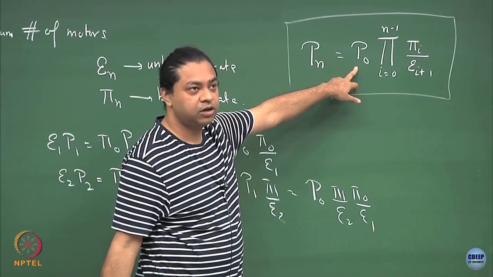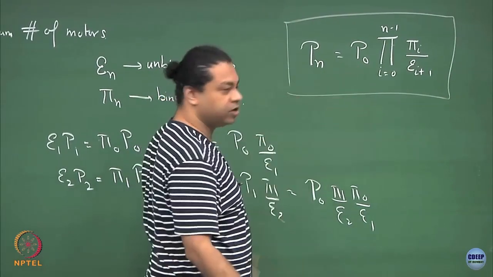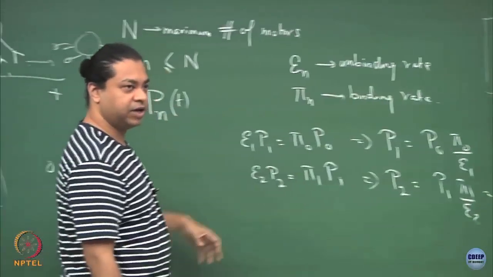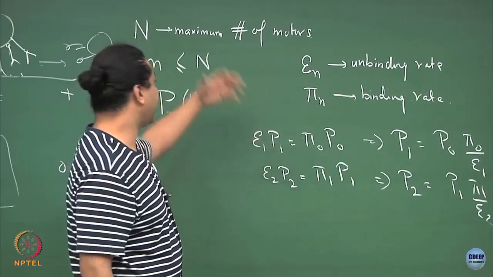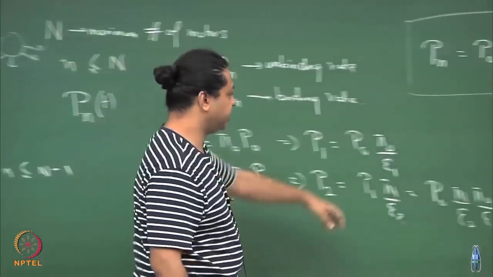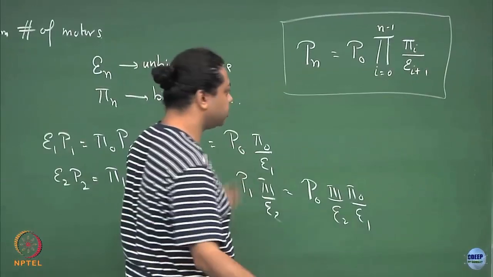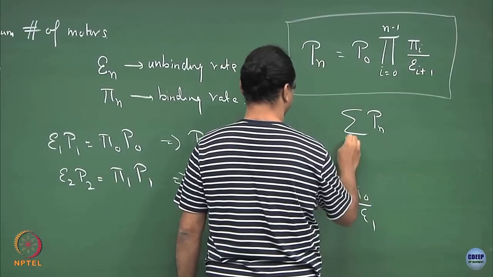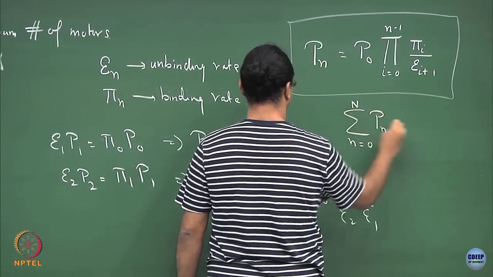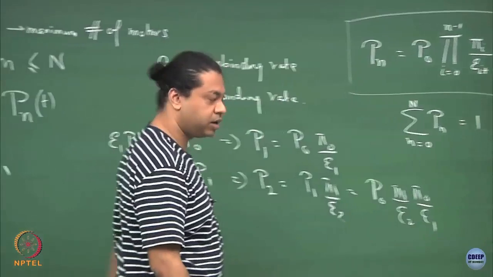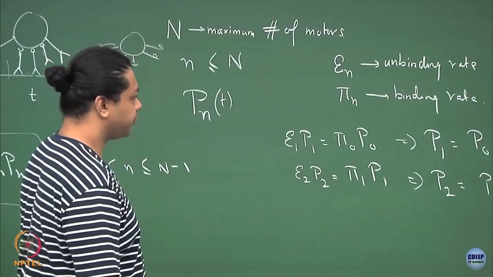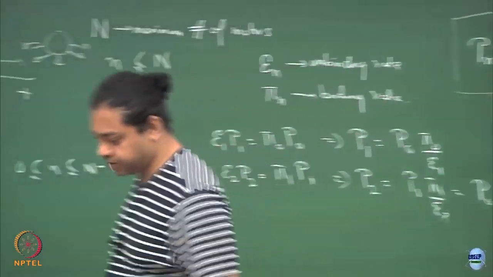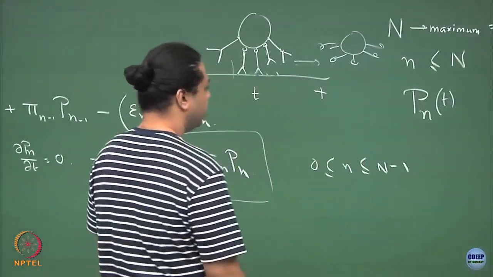Pi m, that is the rate, divided by pi m plus epsilon m. The other thing I can do from this state is to unbind one motor, which means I will land up in the m minus 1 state, and from that state it will take some time, T m minus 1. In that state I will go with a probability which is proportional to this unbinding rate, epsilon m, again divided by the same pi m plus epsilon m. Okay.